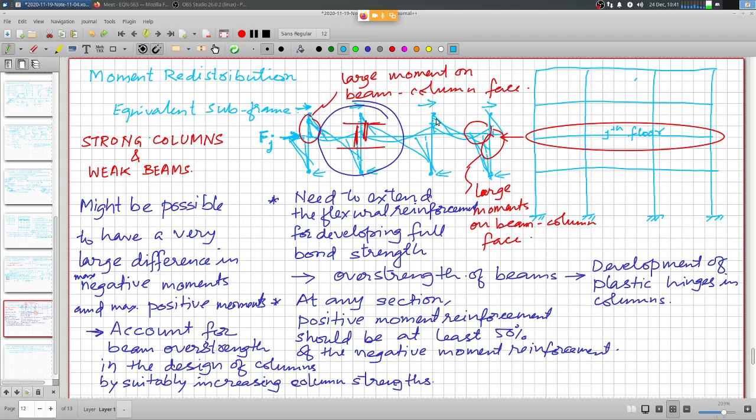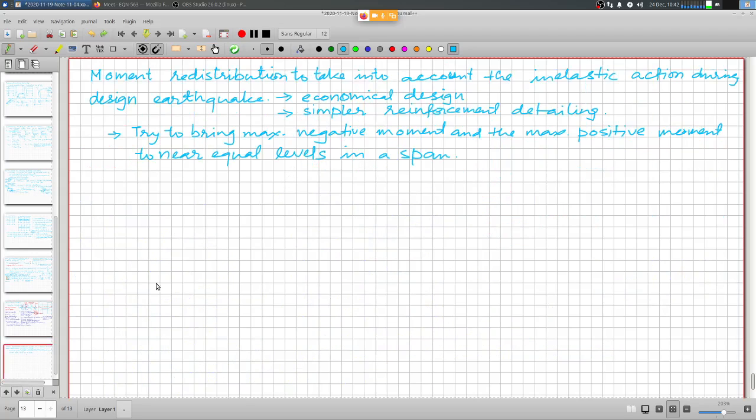So I need to provide special confining reinforcement, and very high curvature ductilities will be required here, because the plastic hinge sections will have to allow rotation. So high curvature ductility is of course implied, and special ductile detailing is very, very crucial in those regions.